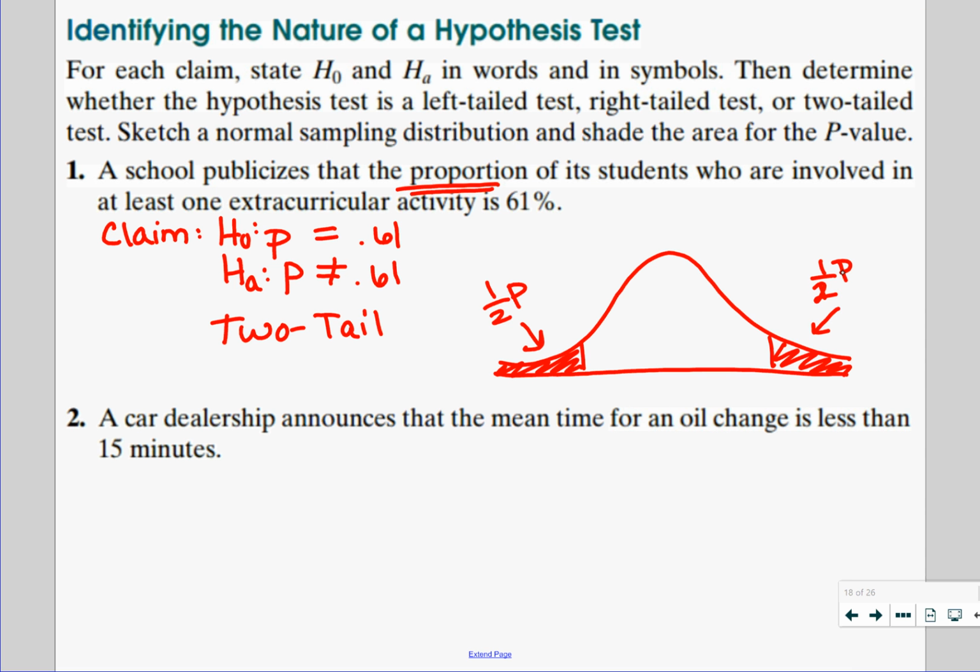All right, can you guys try the second one on your paper? Write the null, write the alternative, which type of test it is, left, right, or two, and then sketch the p-value on your curve.